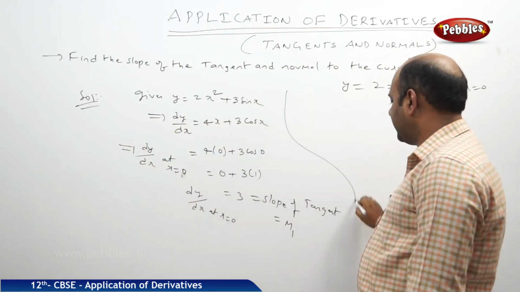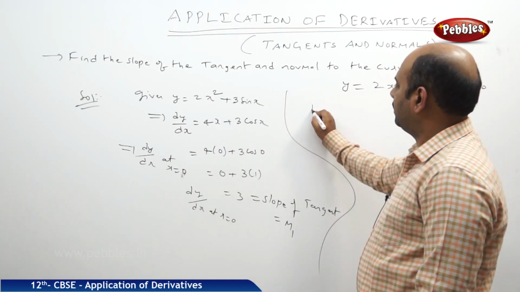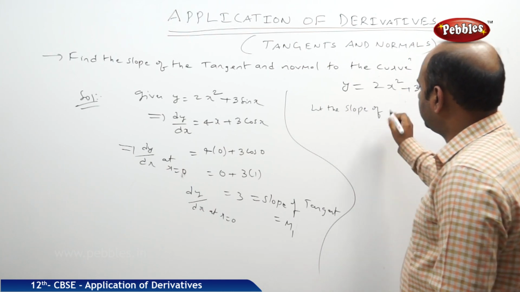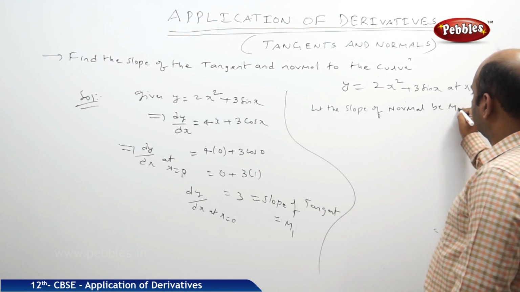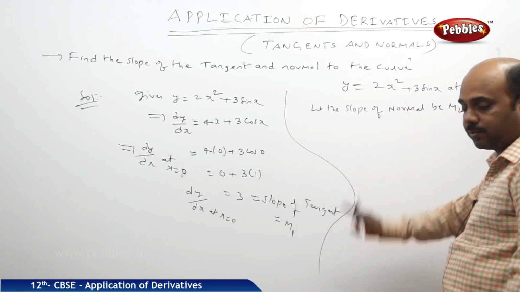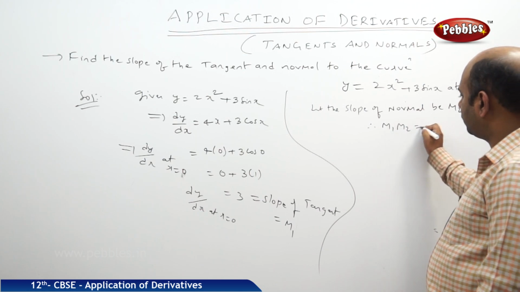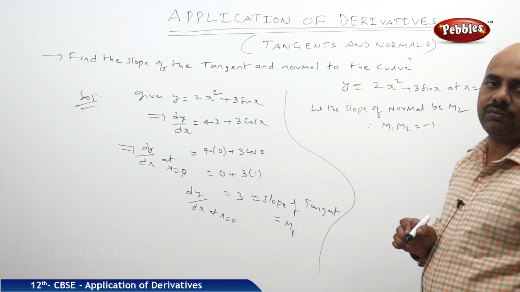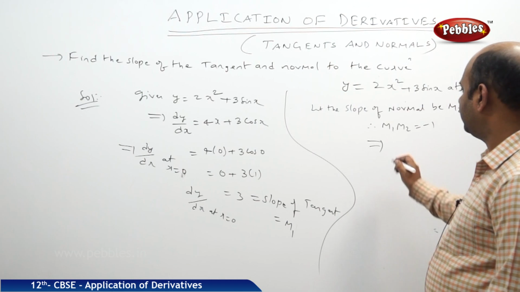But we know that the tangent is perpendicular to the normal, or the normal is perpendicular to the tangent. Let the slope of the normal be m2. Since the tangent and normal are perpendicular to each other, m1 into m2 is equal to minus 1, because two lines are perpendicular if and only if the product of their slopes is equal to minus 1. But m1 we obtained as 3.